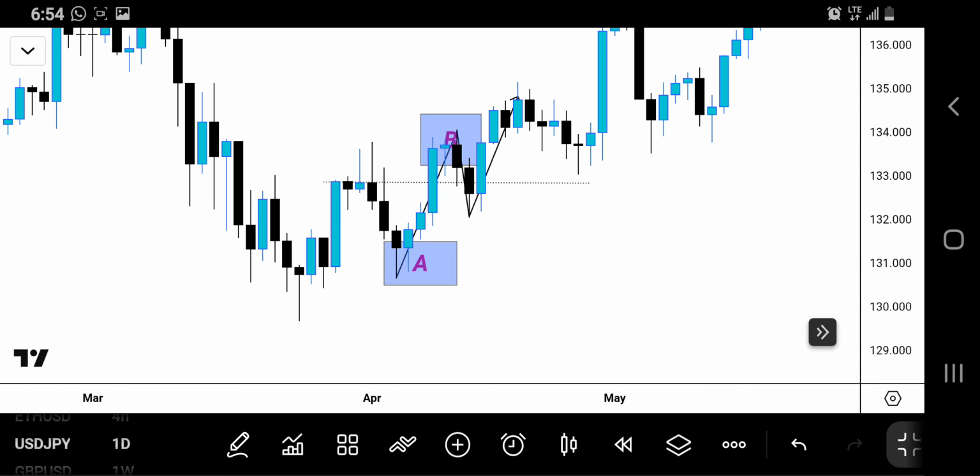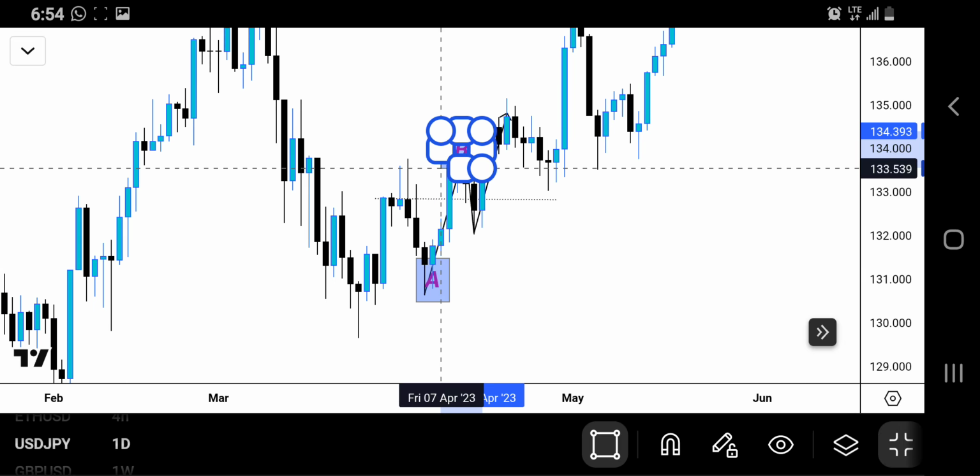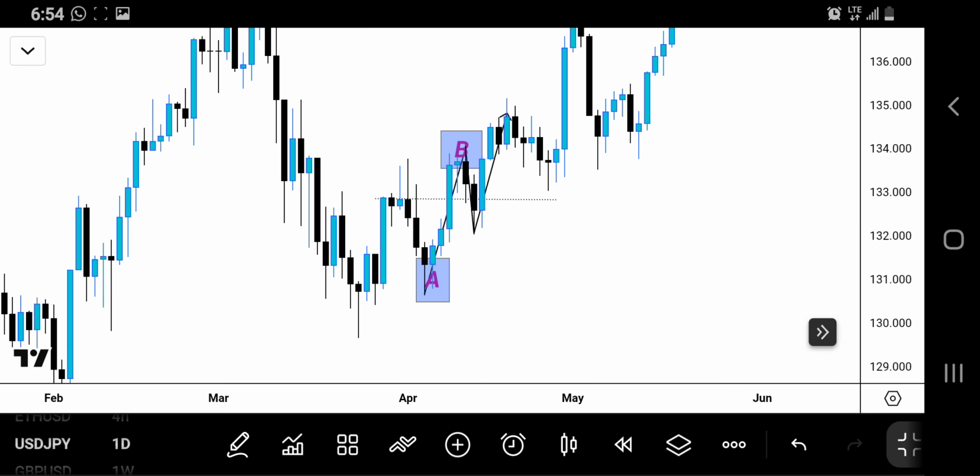Now this is point B. Up there is point B. Down here is point A. You get? I get it. Now you are doing a Fibonacci from point A to point B, looking for point C.